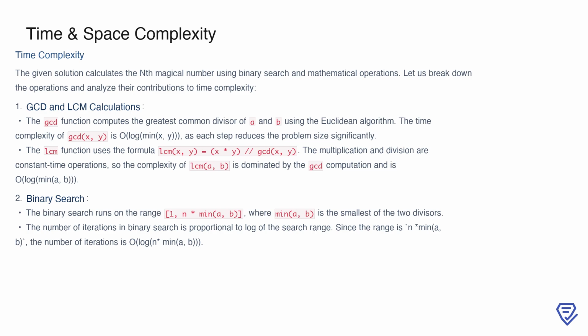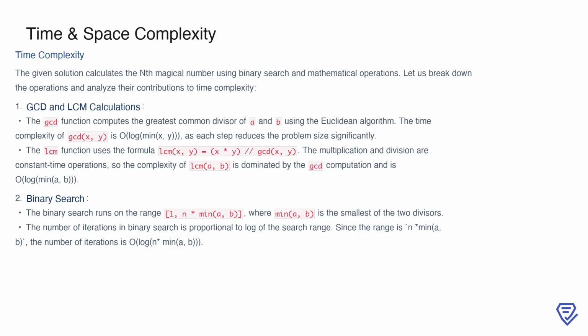Since the least common multiple, or LCM, is derived from the formula LCM(a, b) equals a times b divided by GCD(a, b), its computation is also dominated by the GCD operation, making its complexity O(log min(a, b)).